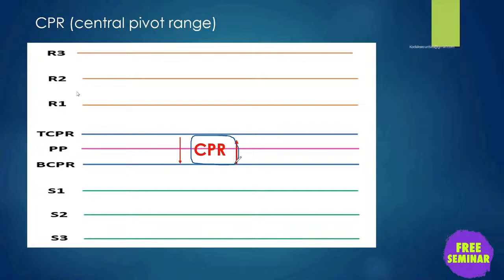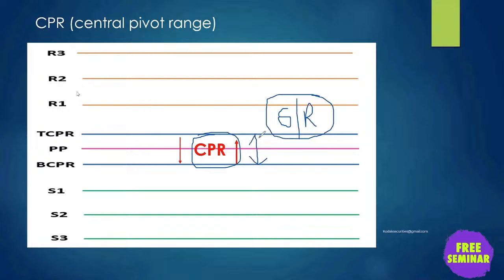CPR is very powerful. When I say powerful, what do I mean by powerful? Remember what I said, what is the central pivot? What are the pivot points? All these are nothing but support and resistance, right? Same thing. CPR is nothing but support and resistance on your chart. This entire range is your support and resistance.